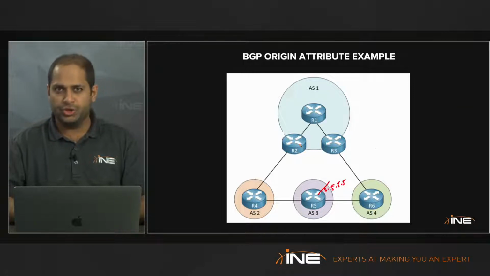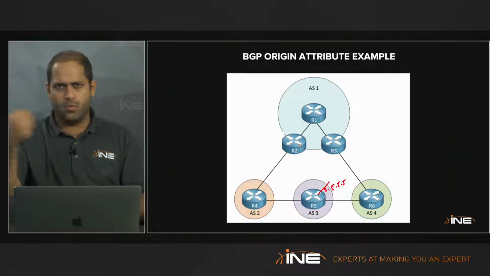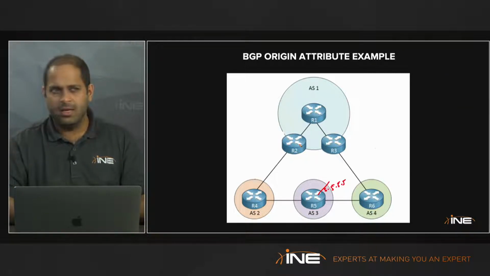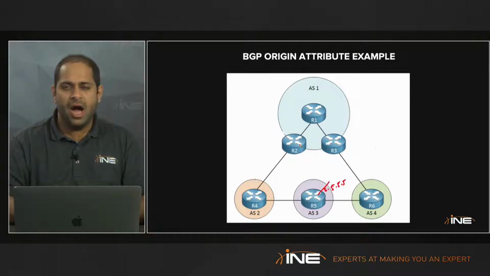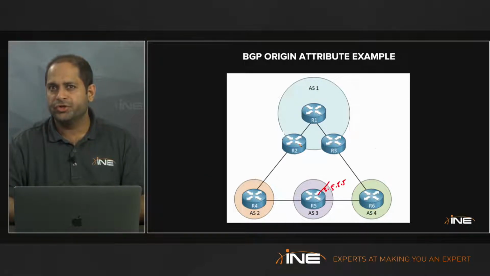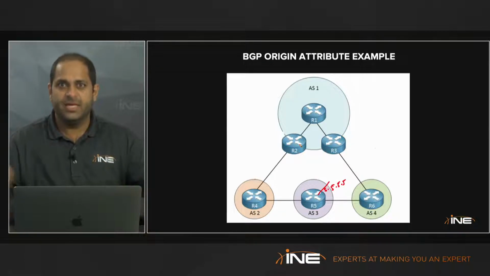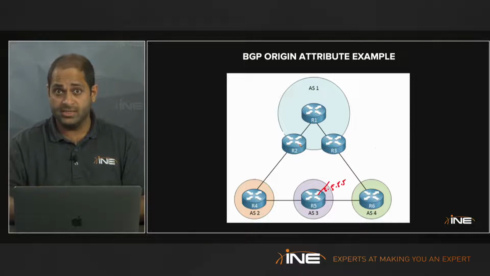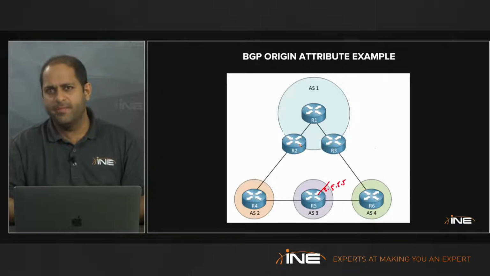Next, it will compare origin. Both neighbors, router 1 and R4, are sending him I, because we never changed the origin code. R5 is setting it as I, so everybody sees it as I. So origin code is the same. We did not configure MED.